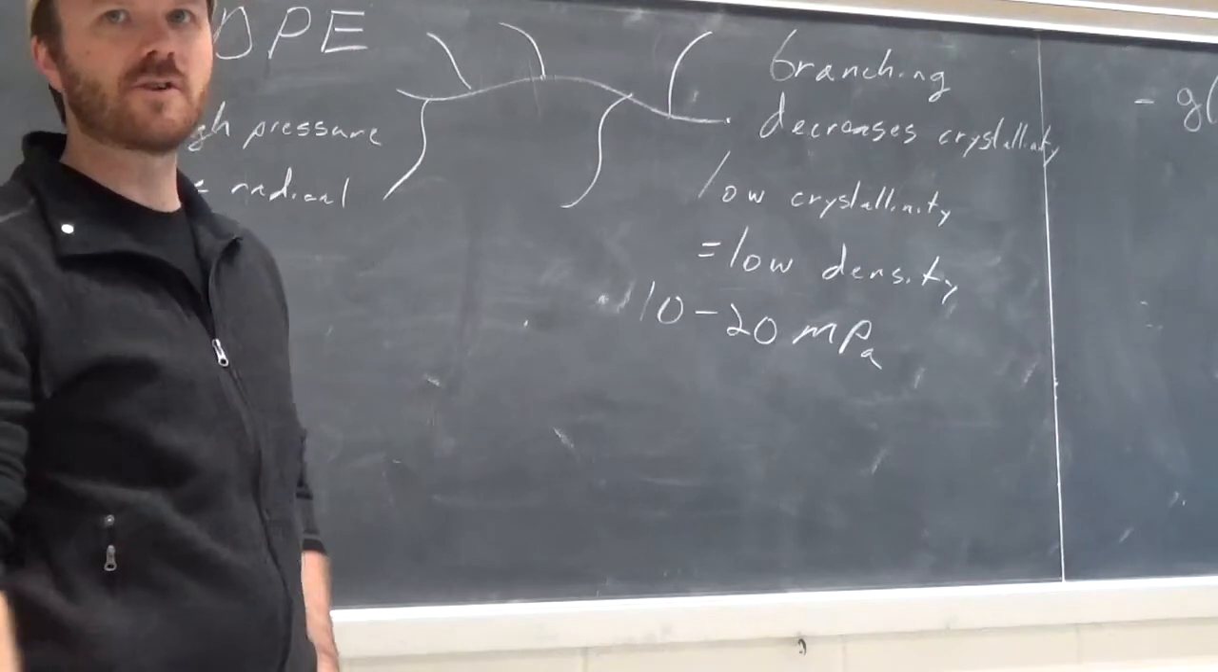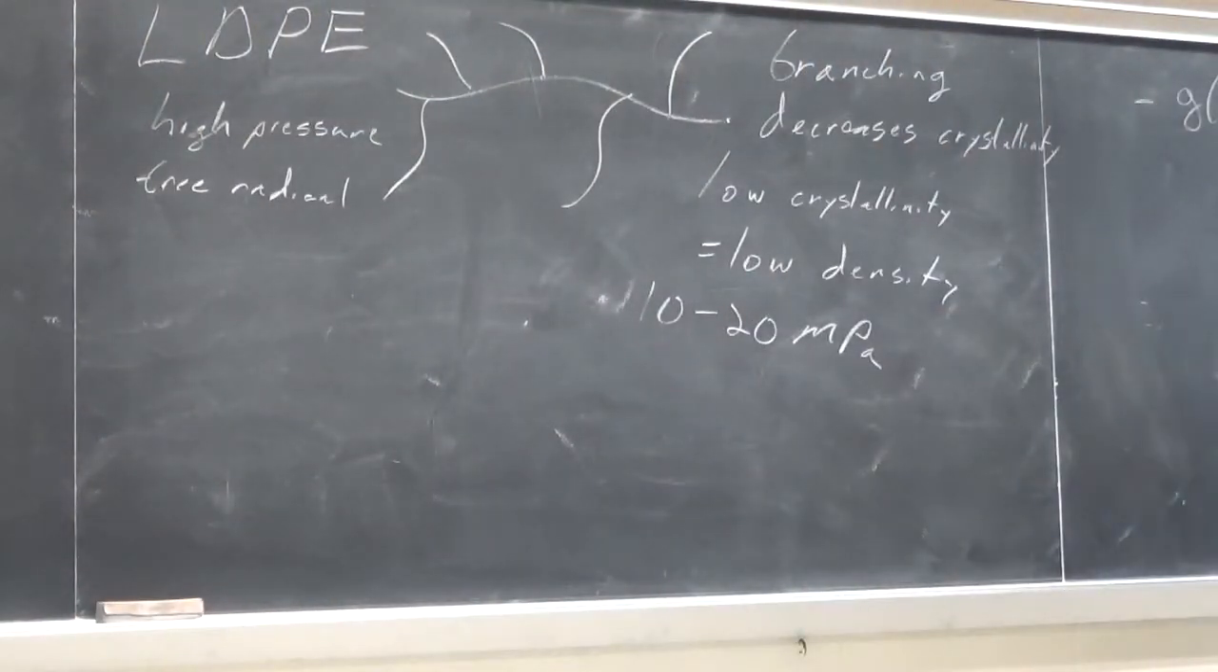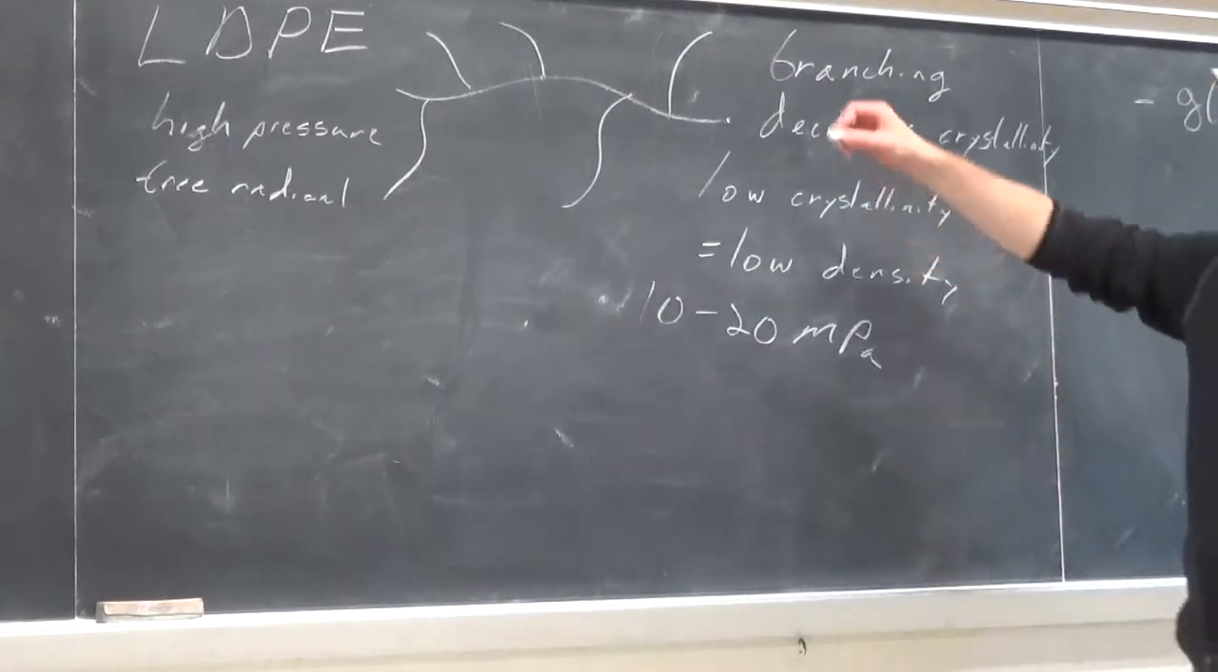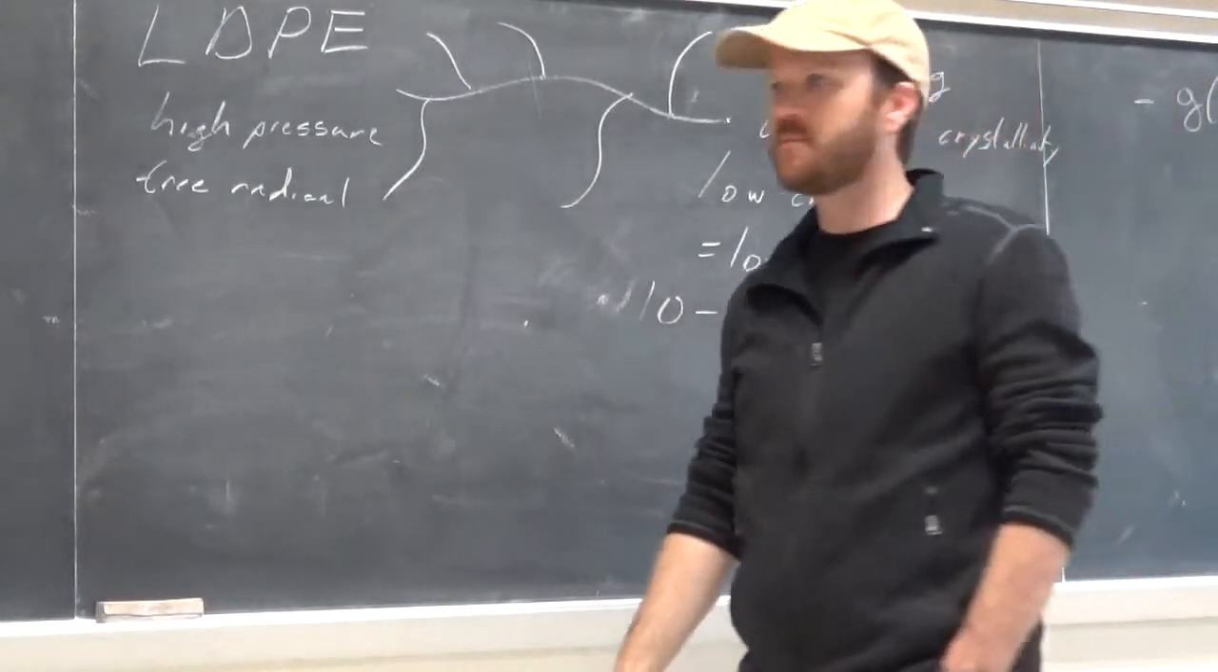So that's in Chung's course manual if you read about LDPE. And so they put in a lot of free radical initiators. They create radicals on the chain, and that causes branching.